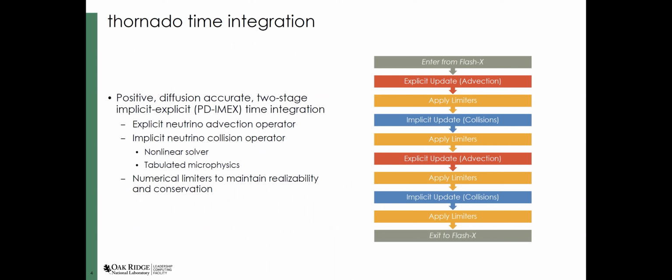There's an explicit neutrino advection operator, which is limited by the crossing time at the speed of light. And then there's also an implicit neutrino collision operator that has a nonlinear solver in it. That's where most of the flops of Thornado and most of the time is spent. There are also some numerical limiters that are used to maintain realizability. But each one of these has distinct challenges in how we had to approach getting performant GPU code.